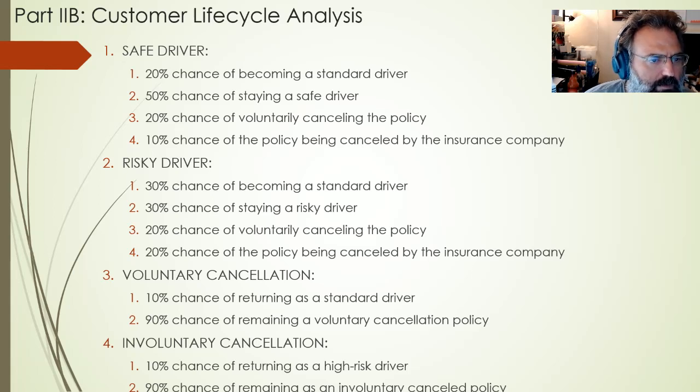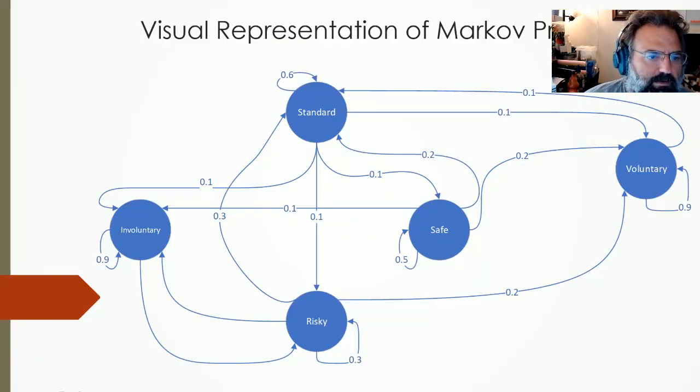So there's, if I remember correctly, it's a little bit off, but basically here's your state transition diagram, so that basically if you quit on your own, then you're likely to stay gone, just as if you get kicked out from an involuntary, you're likely to stay gone. But there's a chance that you might become a risky driver, whereas if you return from voluntary, you're likely a standard driver, which seems a little odd because it seems like you should be able to get back to safe, right?